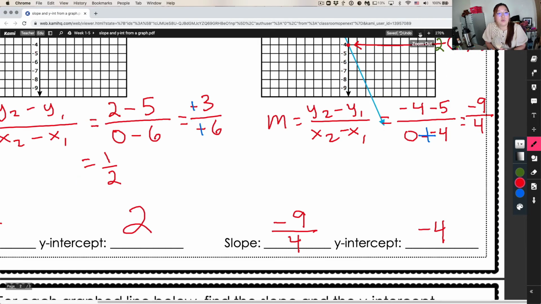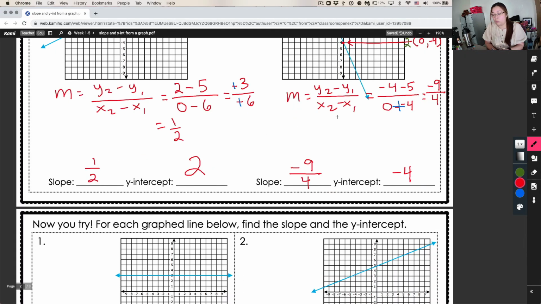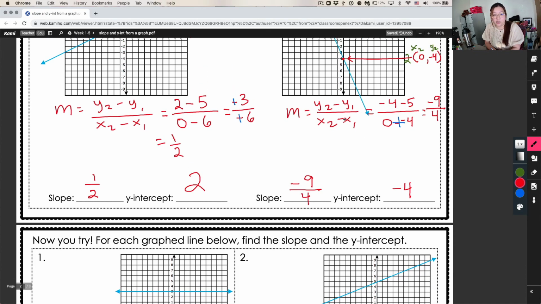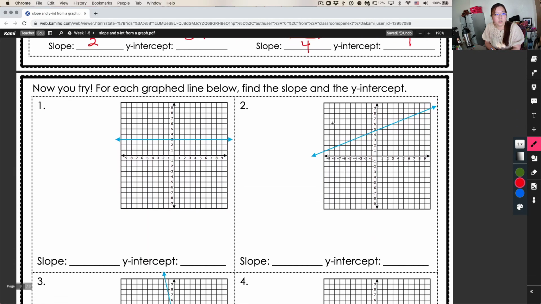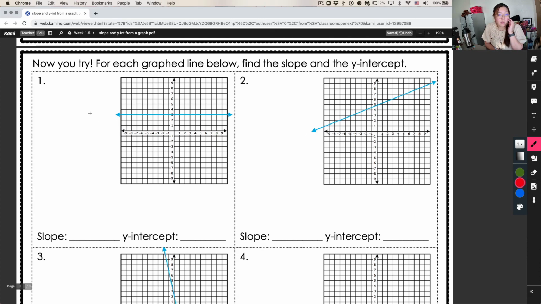Okay, so the next page is full of some practice problems. Some things I would like you to consider as you do these. Number 1, you can probably tell this is a horizontal line. It means it has 0 slope. Does a 0 slope line still have a y-intercept? Yes. It still crosses the y-axis. So it'll still have a y-intercept, and we already said the slope is 0. Right? So that's something to keep in mind.